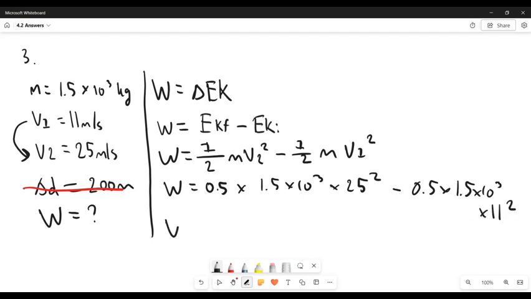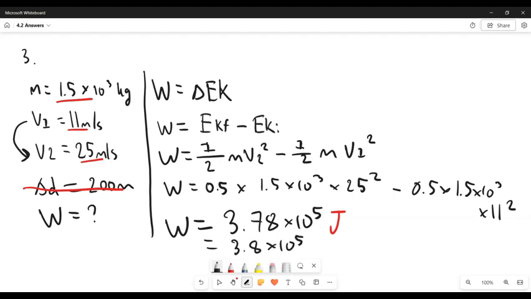All right, and then once you do solve it, you should get 3.78 times 10 to the power of 5. However, also remember the units, so joules. Remember that there are only 2 significant digits. Therefore, you would write your answer as 3.8 times 10 to the power of 5 joules.